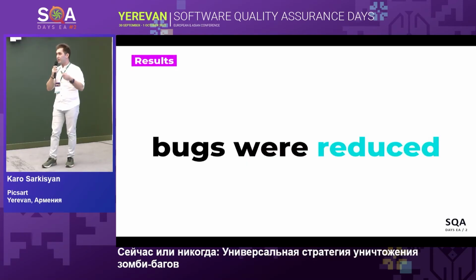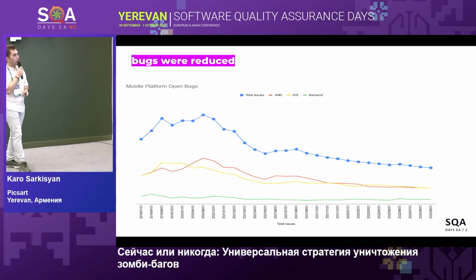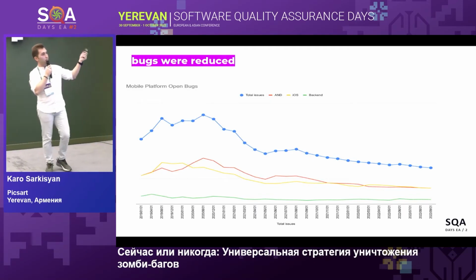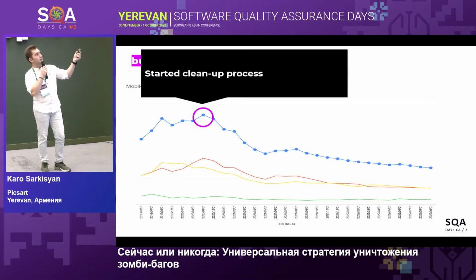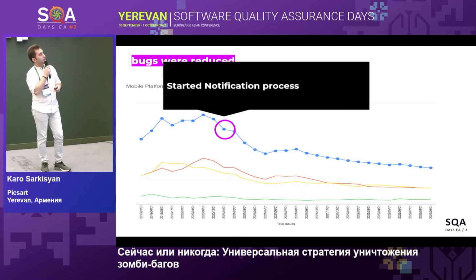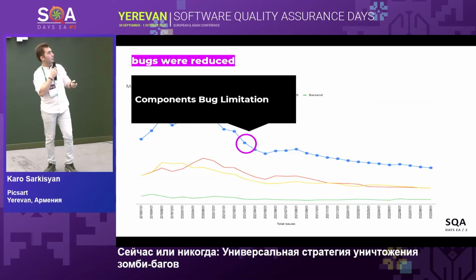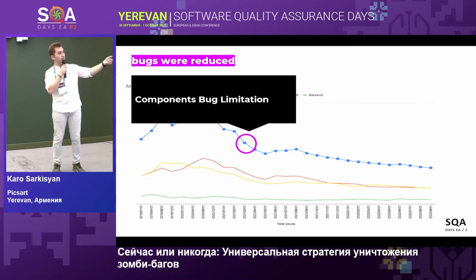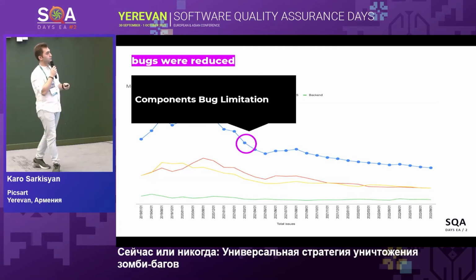As a result of having a preventing action like component bug limitation, we found that bugs were reduced. As you can see from our statistics, we started the process one year ago when our number was there. We started the cleanup process. After that we started notifying teams regarding their potential zombie bugs. And after we applied the component bug limitation, we see that the number of bugs in our task management tool goes down.